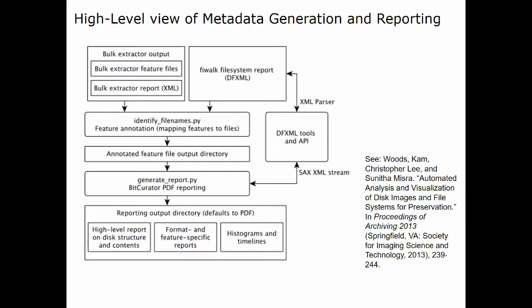What's going on with the tools is basically that bulk extractor runs and identifies these sensitive items, or potentially sensitive features, based on the offset where they are on the disk. FiWalk runs through and finds information about the file system, and then there are various Python scripts and other tools that match these things up and generate various reports, which we'll be looking at.